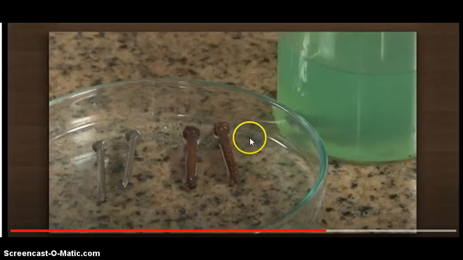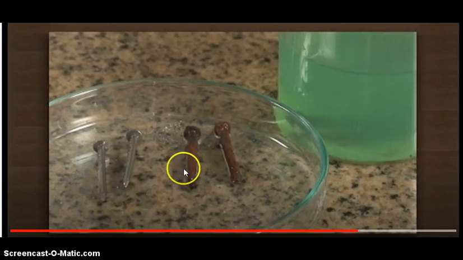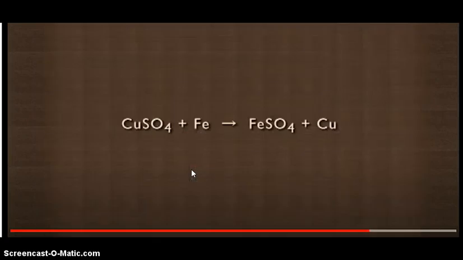A brownish substance has deposited over the iron nails. So what is this brownish colored substance? This is copper, and the greenish colored solution was iron sulfate.